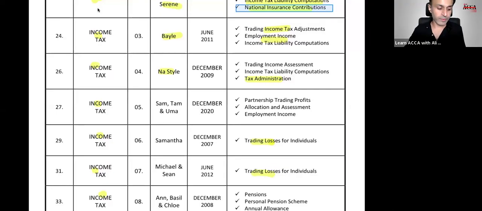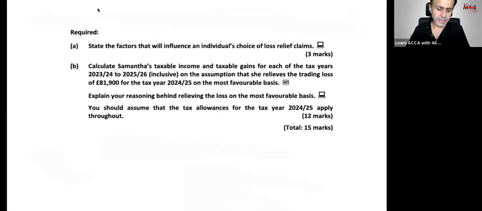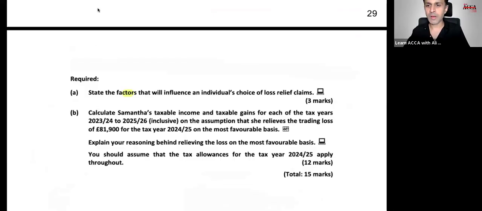Okay, let's read the facts to try and understand what they require from us to do, which is on page number 29. State the factors that will influence the individual's choice of relief. So making a list of these factors can give you simple marks. But I will come to talk about these factors later, because when I solve part B, you will automatically be able to answer it, because I will be talking about which way we should relieve the loss. That planning itself will let you know about the factors that I have named: this factor, this factor, this factor. So we'll go down to part B.